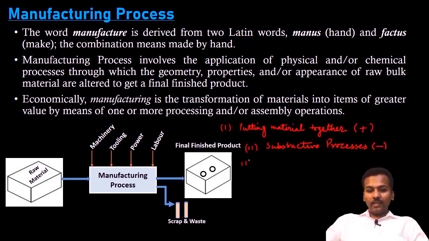And the third category is that neither is the material added nor subtracted. In this process there is a flow of material. Material is passing from one form to another, just like in a forming process. So flow of material is another process. This flow of material can be either in the solid state, just like material forming, or it may be in the liquid state, just like in the casting process. So there is a material flow. We can say this is a zero process, no addition, no subtraction.